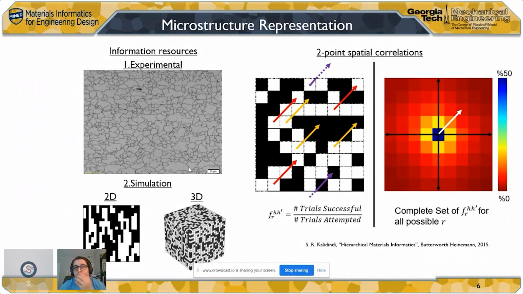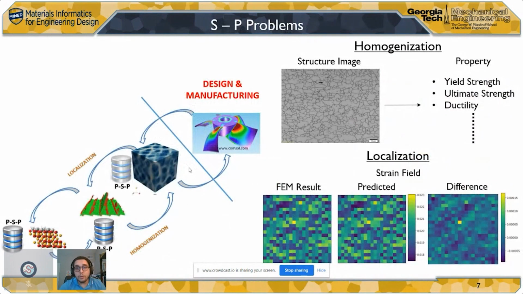It does that through 2-point spatial correlations. I explained that in a talk, and we have a lot of notebooks in the PyMKS repository that explain the 2-point correlations and how they work. Moving forward, we address two different types of problems in PyMKS. One is the homogenization problem, the other is the localization problem.